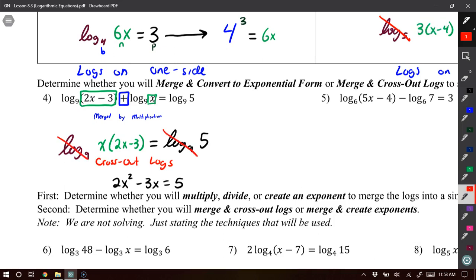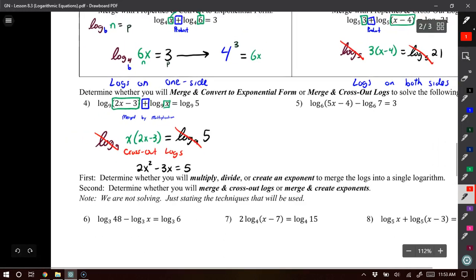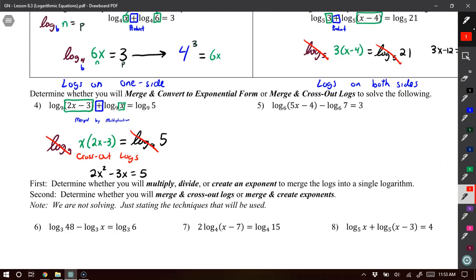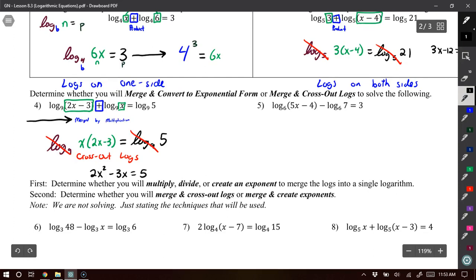So determine whether you will merge and convert to the exponential form or merge and cross out. Well, I've answered the question. I'm going to merge by multiplication and I'm going to cross out my logs. We're not solving right now. We are only setting them up for solving to get them practicing.